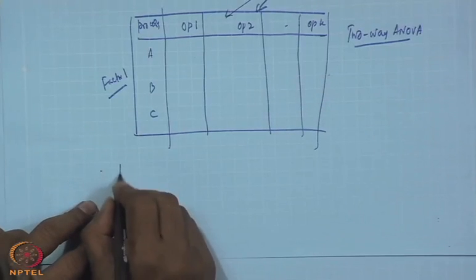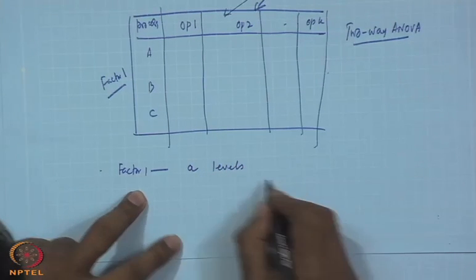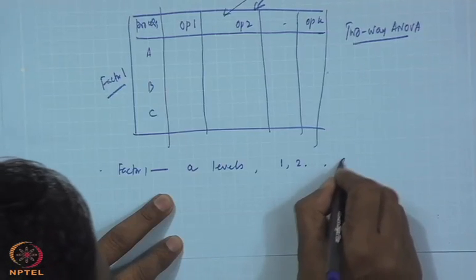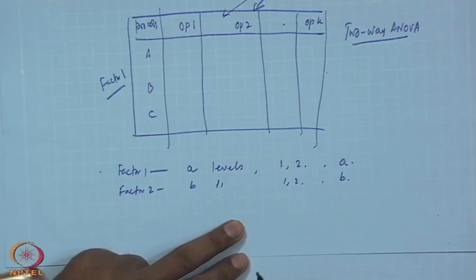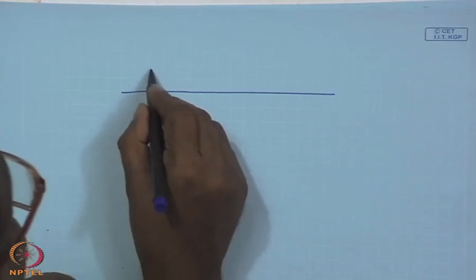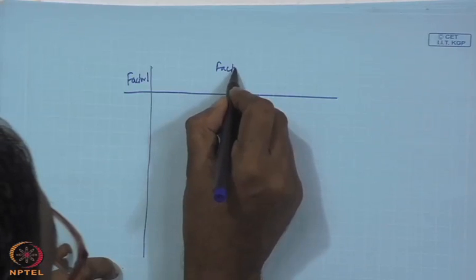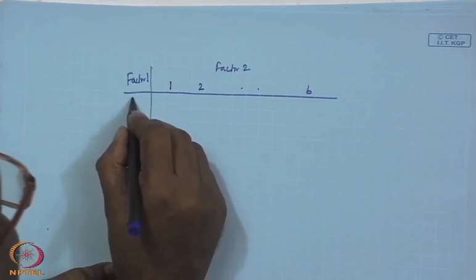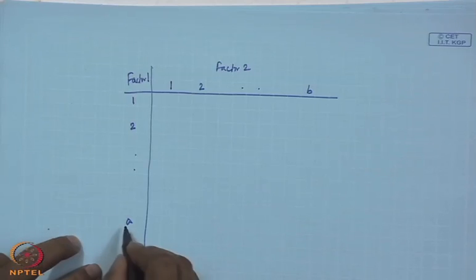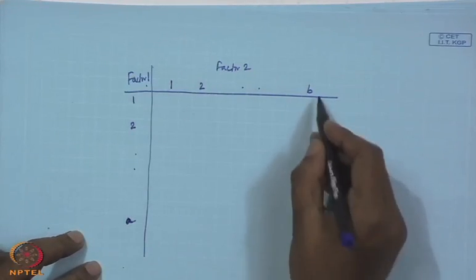Why two-way? Because factor 1 has, suppose, A levels, that means 1, 2 up to A levels, and factor 2 has B levels, that means 1, 2 up to B levels. Then your design is like this. On this side you write factor A or factor 1, on this side factor 2. Factor 2 has B levels, factor A has A levels. Usually we denote factor A or factor 1, factor B, like this.